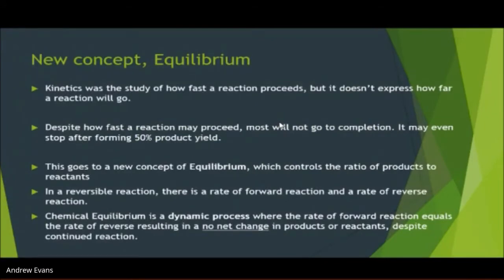Now, kinetics, as I said, studies how fast a reaction goes, but kinetics will not necessarily tell you how far a reaction will proceed. It's all well and good to be a fast reaction, but a fast reaction means nothing if you get really low yield. So, some reactions will not go to completion. Some may not even get to 50% product, and that has to do with equilibrium. Equilibrium essentially controls the ratio of products over reactants.